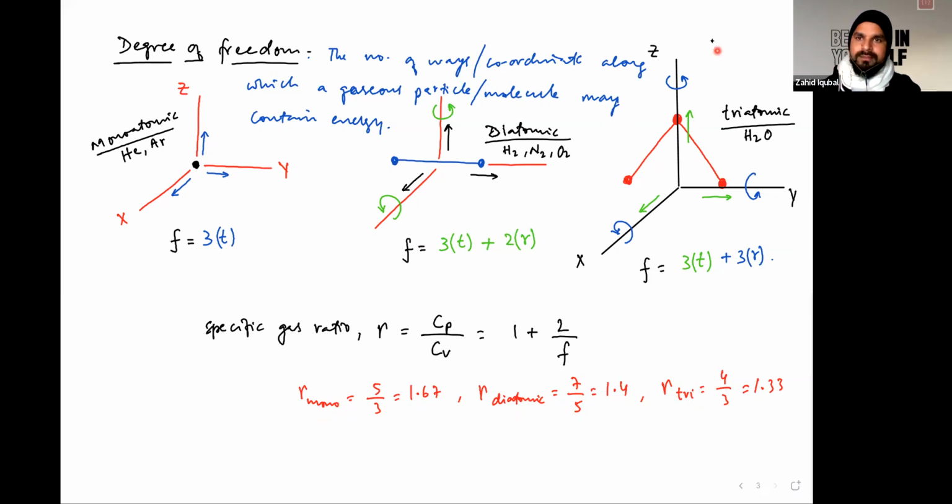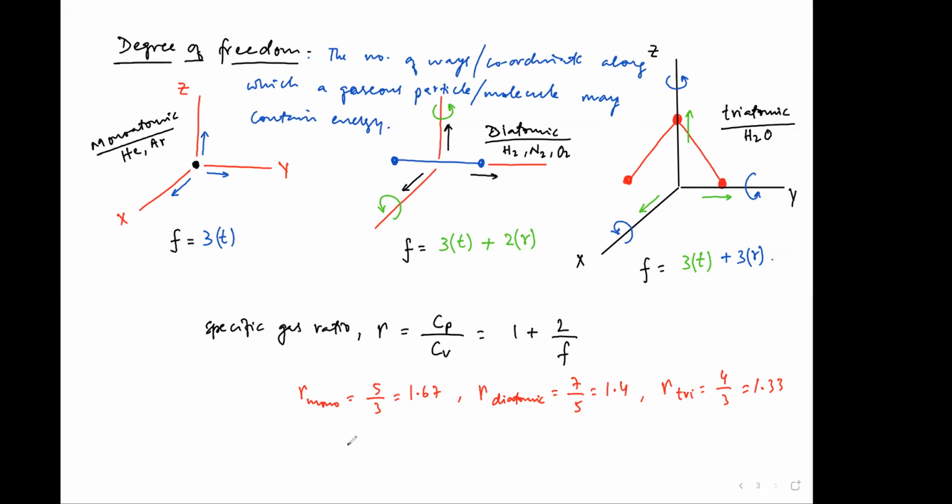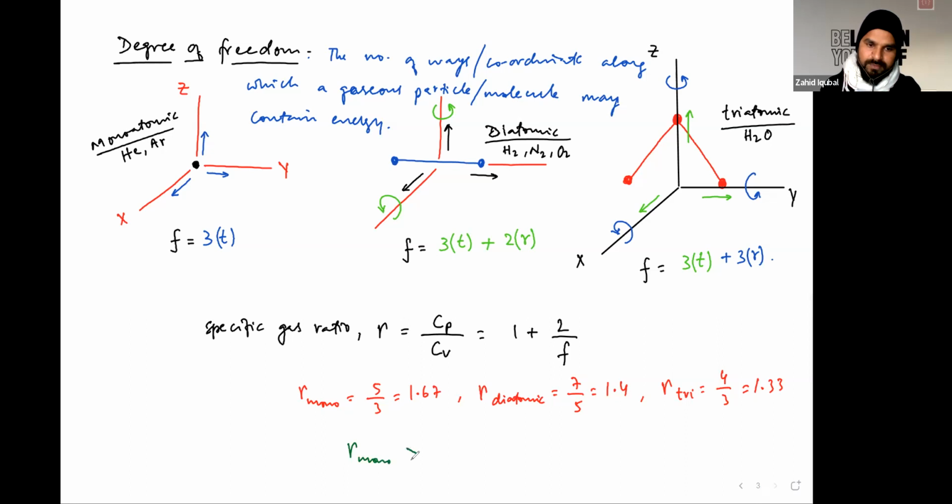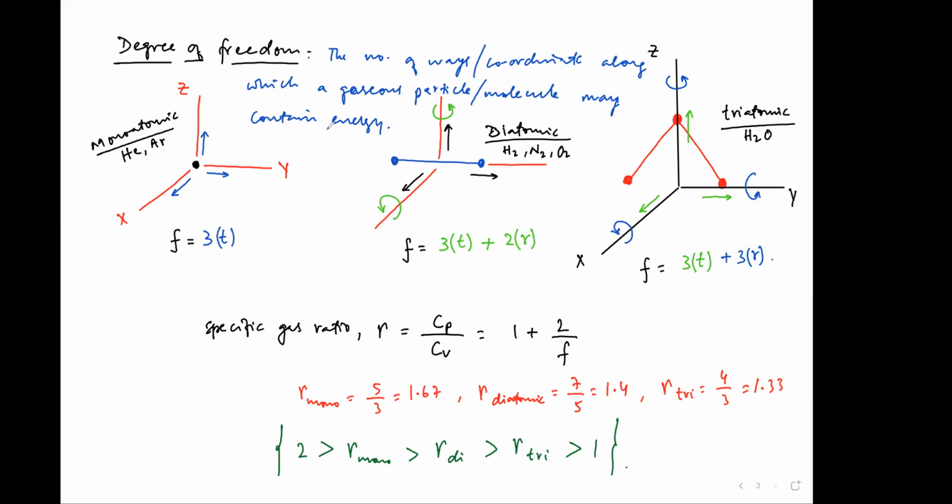Is it clear? Yes. So gamma for monatomic is greater as compared to diatomic, and greater as compared to triatomic, and all would always be greater than 1 but less than or equal to 2. So just remember this particular range of gamma for any particular molecule of gas. Is it clear up to this part? What do you mean by degree of freedom? How to calculate gamma, that is the specific heat ratio? Okay, just write it down.